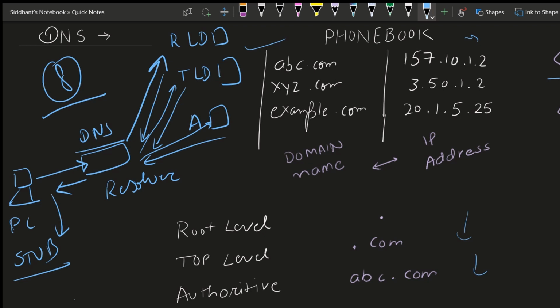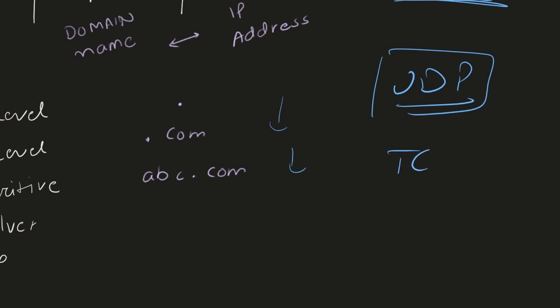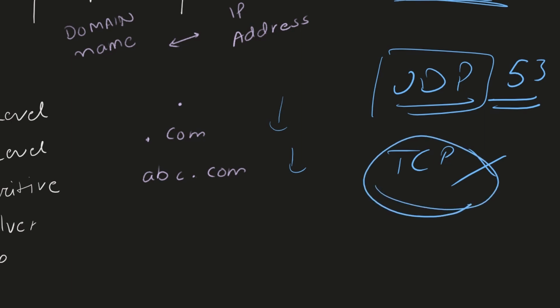So DNS uses UDP. One more thing to remember, it uses UDP, it does not use TCP. It uses UDP port number 53. So there can be a question in the interview, or you really have to understand this: why does it not use TCP, why does it only use UDP? In TCP, there is a 3-way handshake and one for closing the connection.